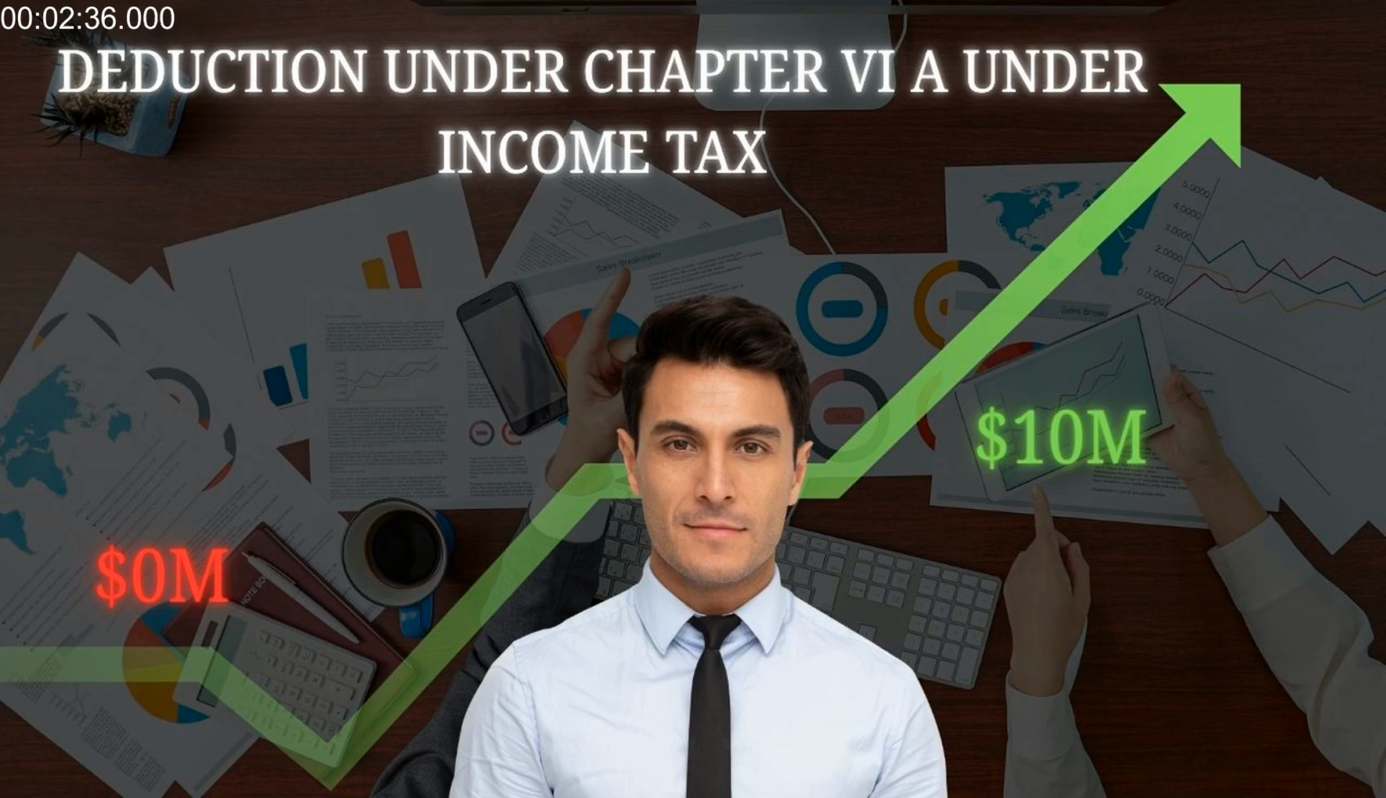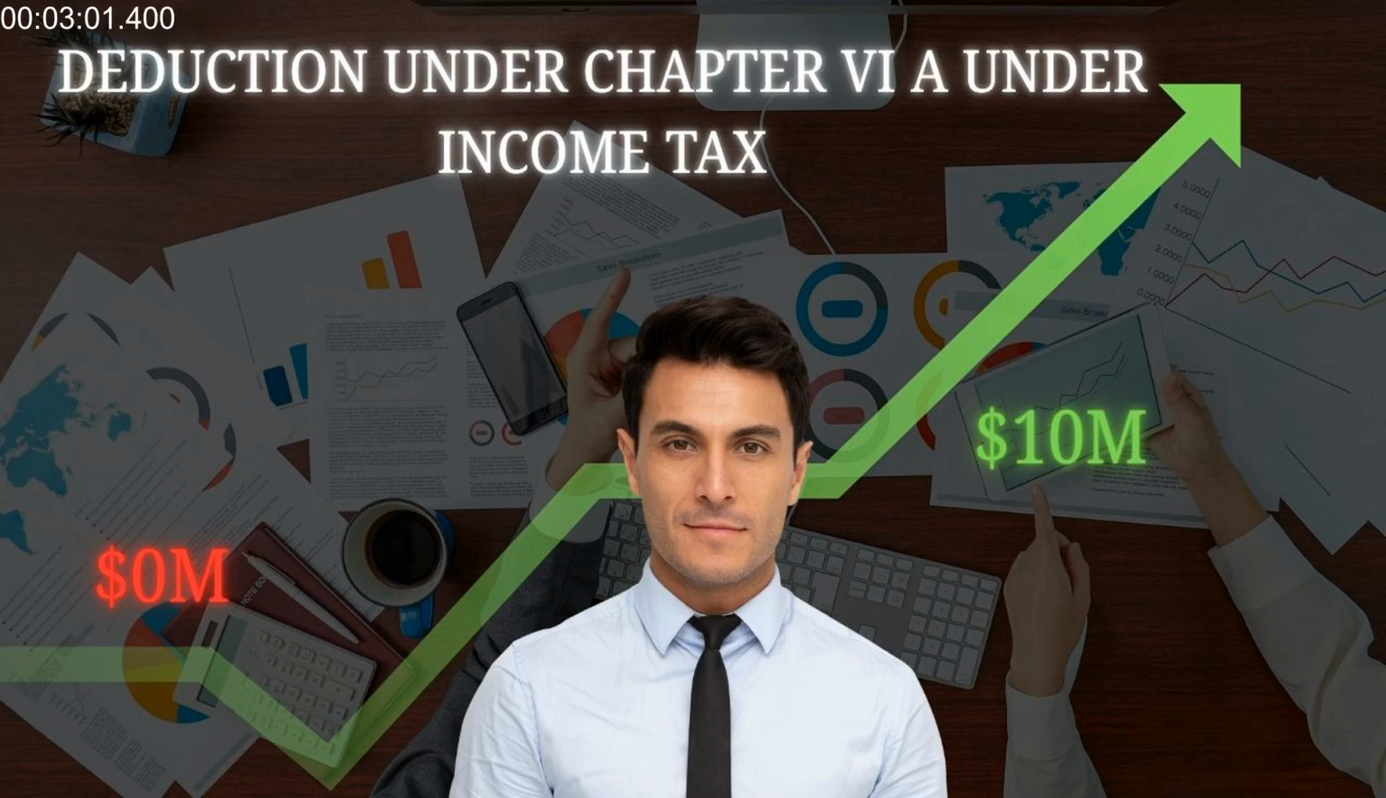Section 80G provides deductions for donations to specific charitable institutions and relief funds. The amount of deduction, 100% or 50%, and whether it has a qualifying limit depends on the fund to which the donation is made. Section 80TTA allows a deduction of up to 10,000 rupees on interest earned from a savings account with a bank, cooperative society, or post office. This is not applicable to senior citizens.